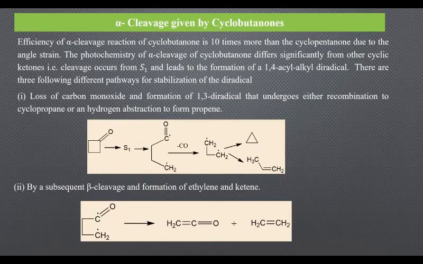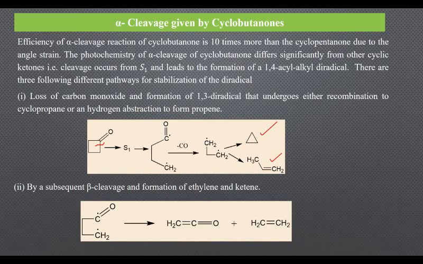And lastly, alpha cleavage given by cyclobutanones. Cyclobutanone undergoes a similar type of cleavage, in the singlet state, to give an acyl and alkyl radical. After decarbonylation, there are two possibilities: either the cyclization, as we have seen in all the previous examples, that is the cyclopropane formation, or the alkene formation. And the second possibility is the beta cleavage and the formation of ethylene and a ketene.